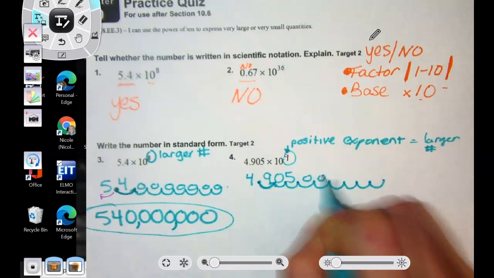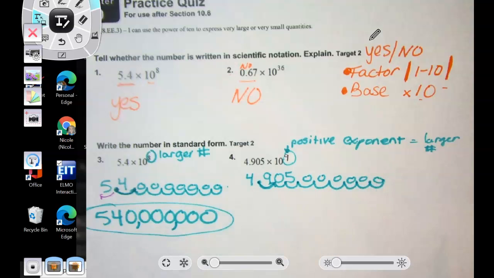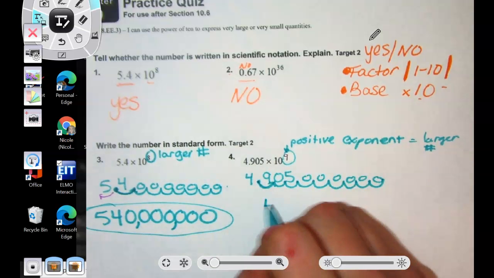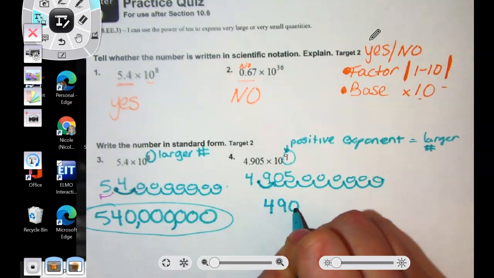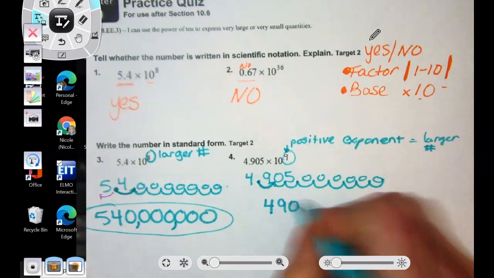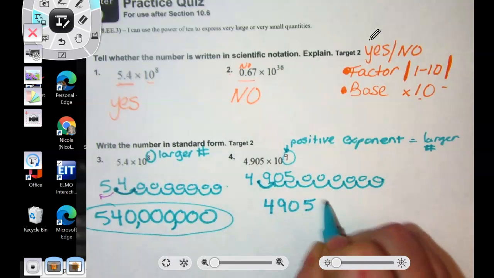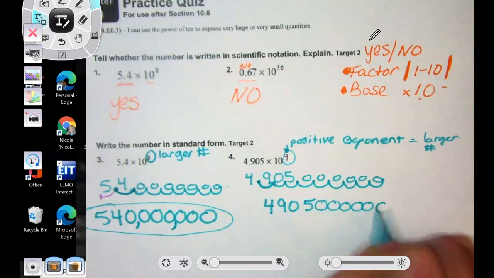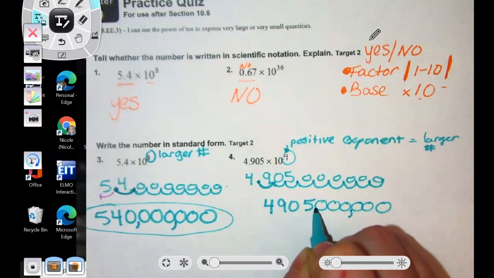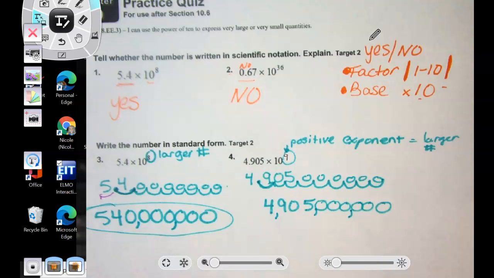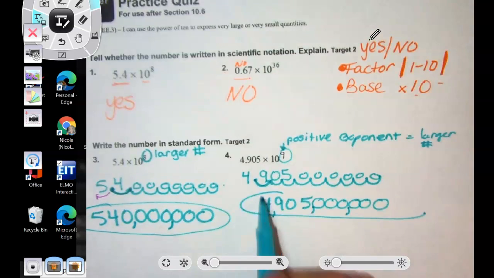And then I fill all the rest of my swoops that are empty with zeros. Some of them were already filled with the numbers, and then I just rewrite it. I've moved my decimal point all the way to the end. Oops, 4905. And then I should have 1, 2, 3, 4, 5, 6 zeros. And then I go back in every 3, and I write my number. There's my big giant number.